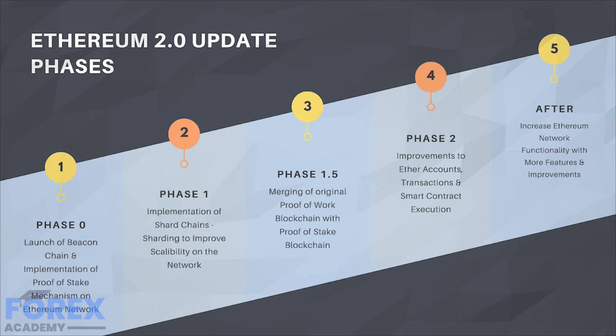The rollout of the Ethereum 2.0 update won't come all at once. Instead, it will be released in 3 phases, with each phase bringing out a vital part of the update to the public network. Ethereum's 2.0 update will be split into Phase 0, Phase 1 and 1.5, and Phase 2.